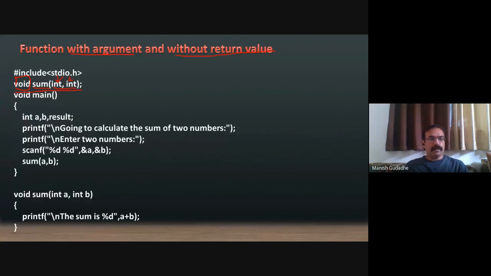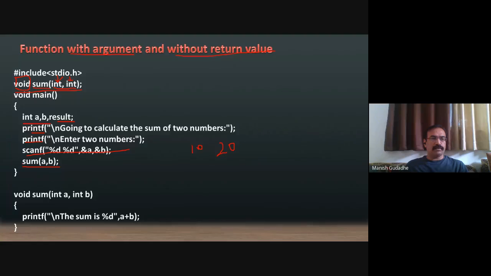A and B are declared, and result is declared but is of no use. Then it will print this statement, and it is going to scan two variables A and B. Let us say that we are entering 10 and 20. Now sum of A, B.